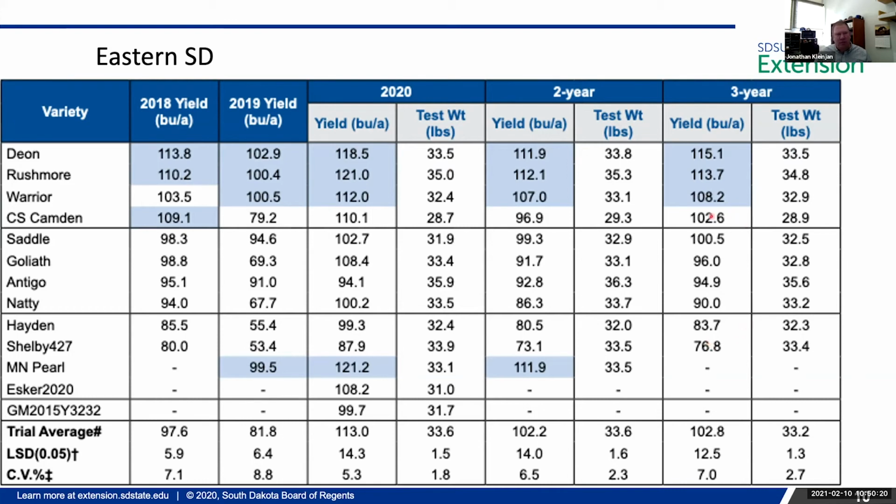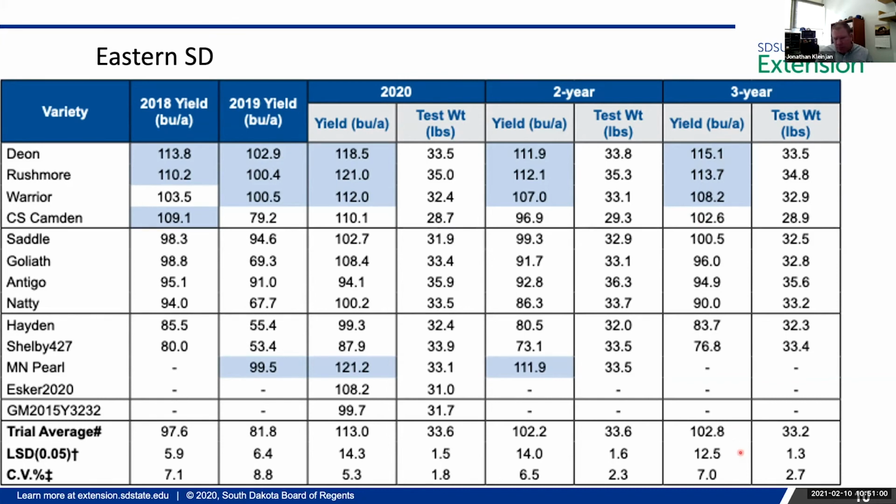But you can see in the East which ones kind of rise to the top. Dion, Rushmore, Warrior, Camden, Saddle. I've seen these enough to know that, yeah, these are strong varieties. One thing to point out is the LSD down here of 12.5. That means if we did this trial many times, anything within 12.5 bushels of this plot winner is going to statistically have the same chance to win. Okay, so statistically these are all the same. I highlight the top third instead of the LSD group because I think top third is a little more consistent and maybe just a little bit more intuitive.